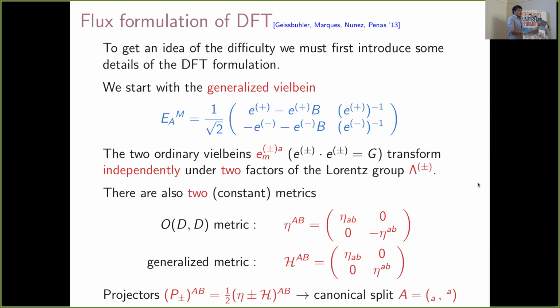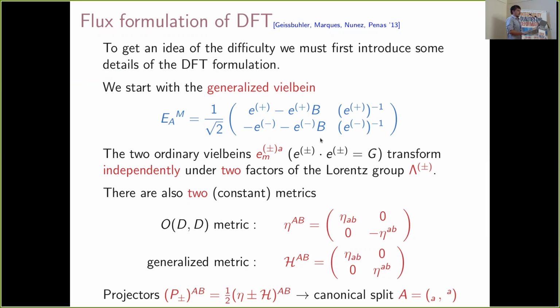Okay, so to understand a little bit better what the problem is in trying to write these in an O(10,10) invariant form, I have to introduce a little bit of double field theory in this formulation that was used by Marcus and Nunez, which is usually referred to as the flux formulation. And it was introduced originally by these guys. So in that, it's, as we said, a frame-like formulation. So you start from a frame field or a generalized vielbein, which you parameterize in this way.